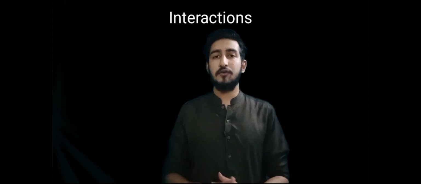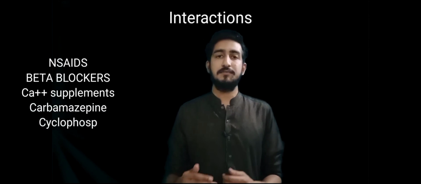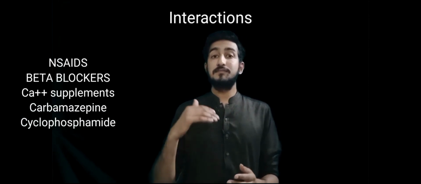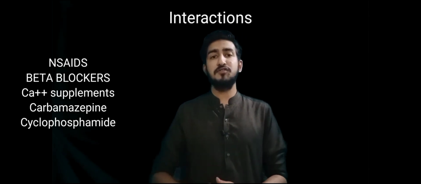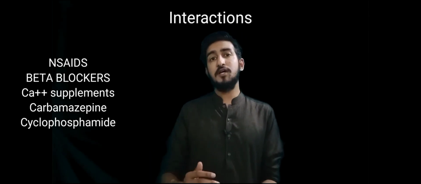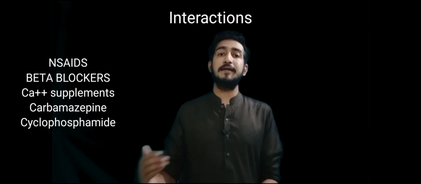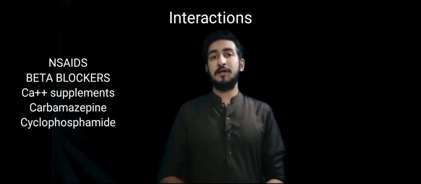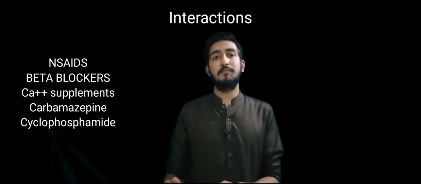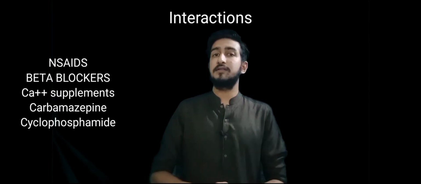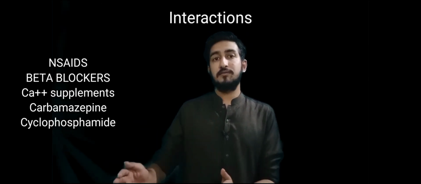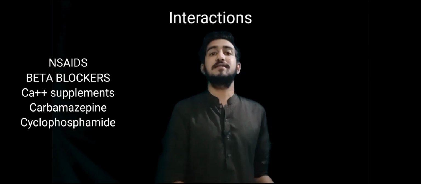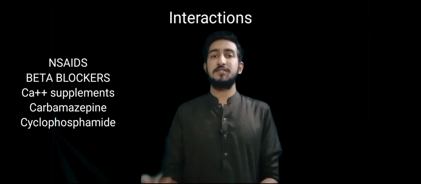There are some interactions linked with diuretics, specifically thiazide diuretics. There are a few drugs like NSAIDs, beta blockers, calcium supplements, carbamazepine, and cyclophosphamide. So these are some of the drugs which have shown contraindications or interaction with thiazide diuretics. So you have to check, before giving thiazide diuretics, whether the patient is taking medication from these listed medicines or not, and then you have to prescribe them.